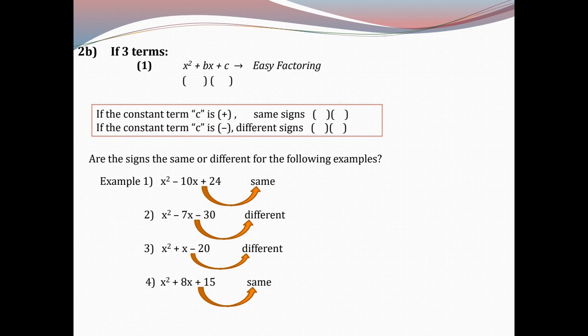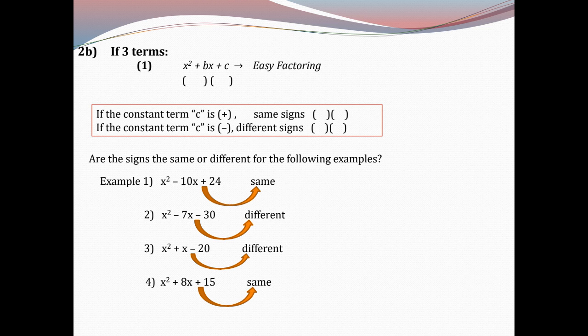Okay, so we have the x squared minus 10x plus 24. If the last sign is a positive, then the two factors are going to have the same sign. If on this trinomial the last sign is a subtraction, then the factors are going to have different signs. Again, if the last sign is a subtraction, you have different signs. But always, if the last sign is an addition, the factors will have the same sign. Okay, so let me do examples of what this means.